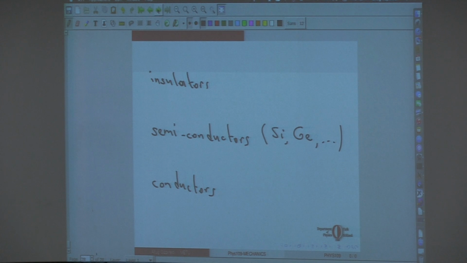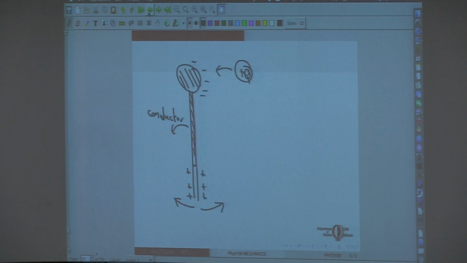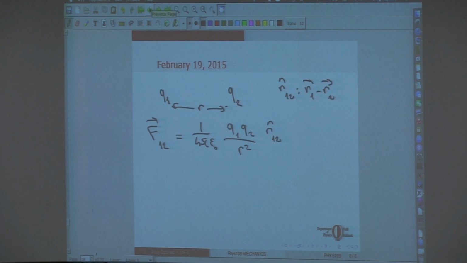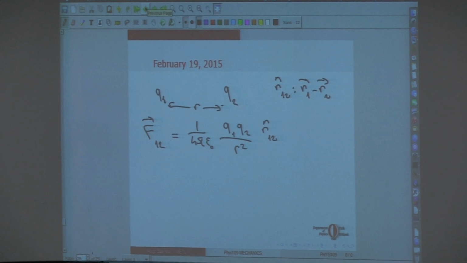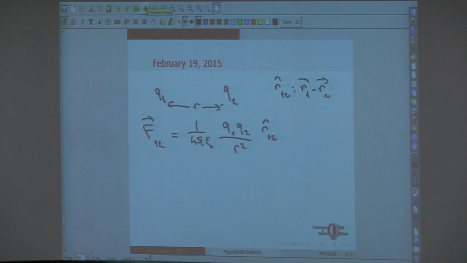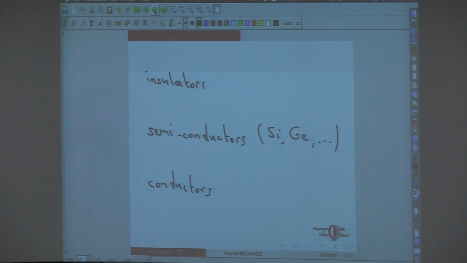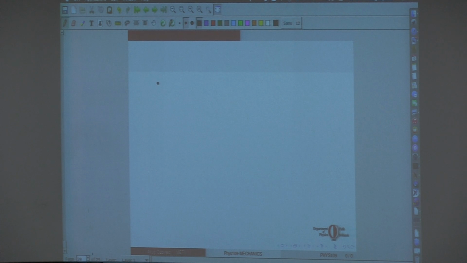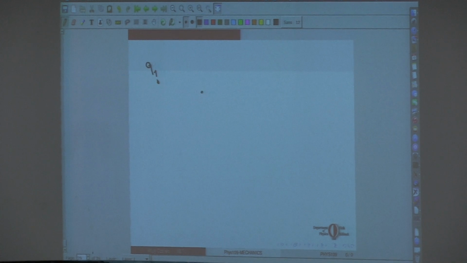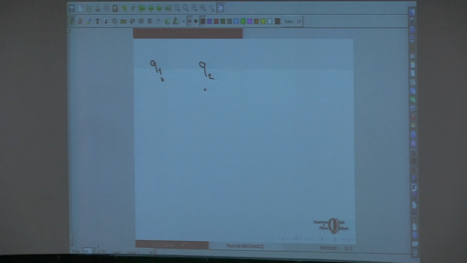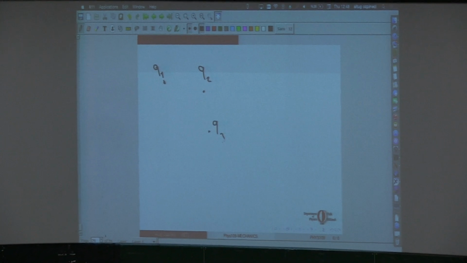Now let's go back to this force between these two charges. We know that this is the force law between two point charges. Then the question is, what if we have more than two charges? What will be the force in that case? So let's say that we have one charge over here, Q1, another charge over here, Q2, a third charge over here, Q3.